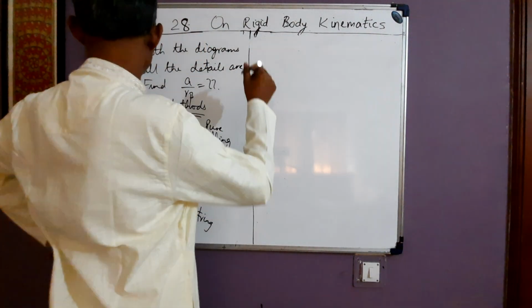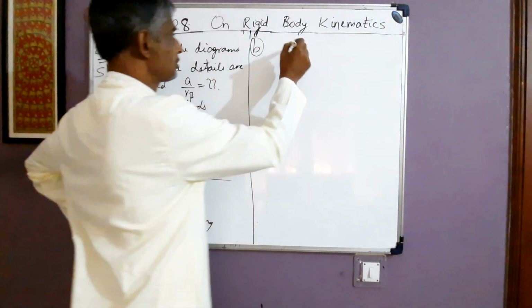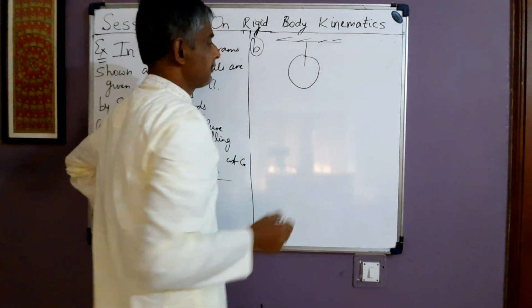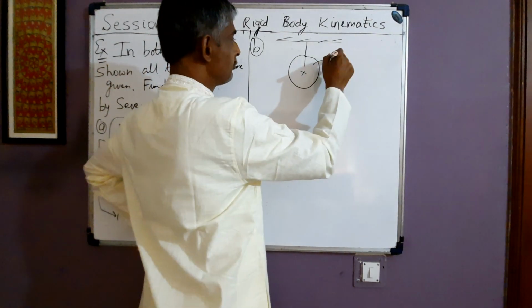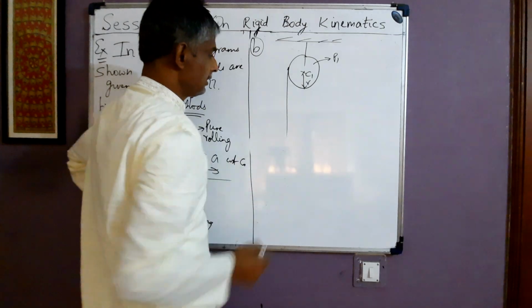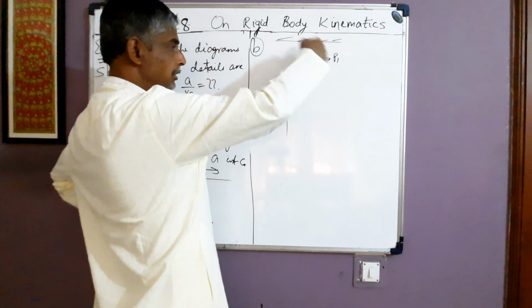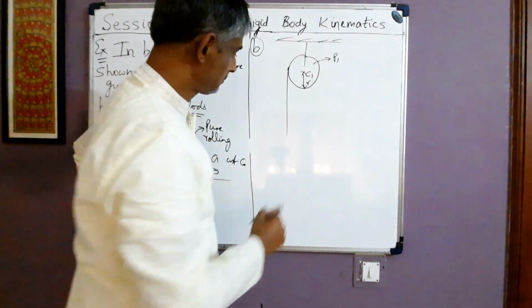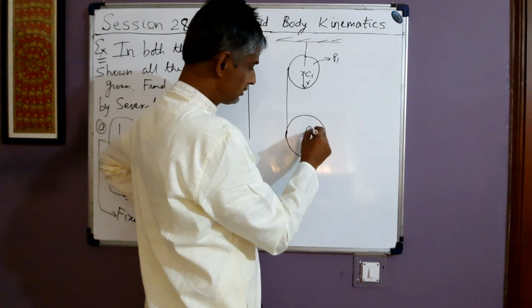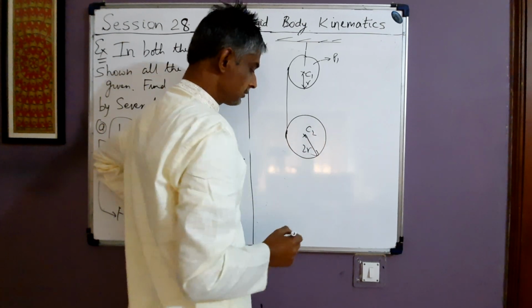I take up another question, part B of another question. See, another question is this. There is a fixed ceiling. Here we have a fixed pulley P1 with center C1 and radius R. And here an inextensible string is folded on this cylinder. And here we have another cylinder with center at C2 and radius 2R.